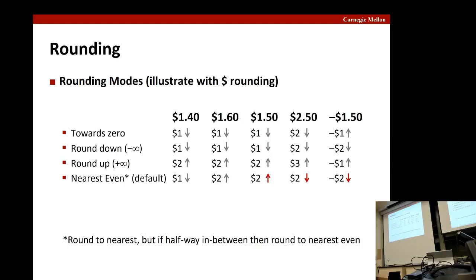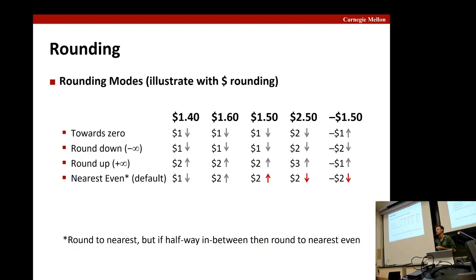But often, an intuitive thing to do is to round to the closest. If I round to the nearest, then for the first 2 cases, it's obvious what to do. For $1.40, the nearest dollar is $1, so I end up rounding it down. For $1.60, the nearest dollar is $2, so I end up rounding up. But now I've got this $1.50, and that's halfway in between. What should I do?